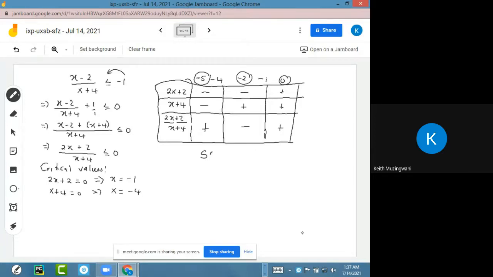So solution set 2 is going to be -4 to -1. We don't include -4 because it's on the denominator. -1 will be included because it's coming from the numerator, when we actually have an inclusion, less or equal to. So -1 is included. To get our final solution set, we get solution set 1 union solution set 2.